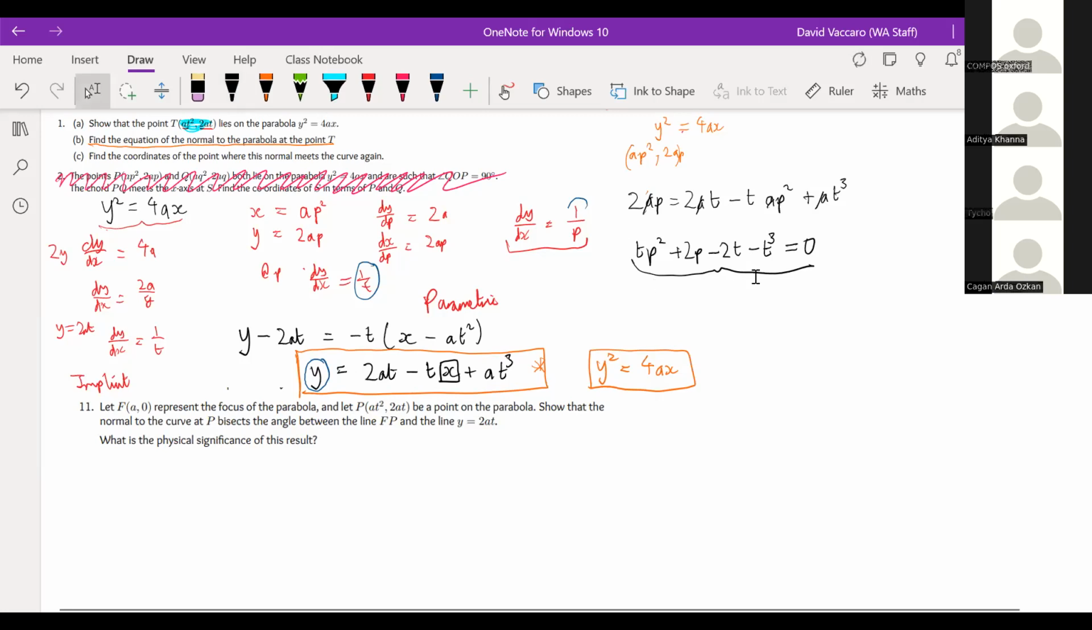Does anyone want to give me a very sensible way of solving this quadratic? So there's lots of unsensible ways of solving this quadratic. We could use the quadratic formula. Right, someone has suggested dividing by p minus t. Now, why is p minus t an obvious factor of this quadratic?